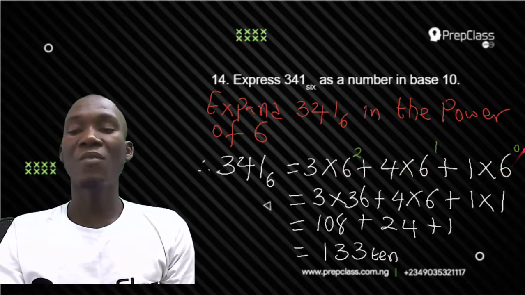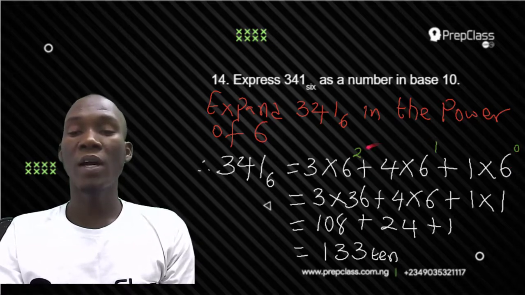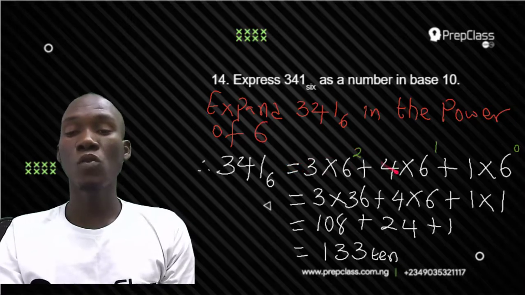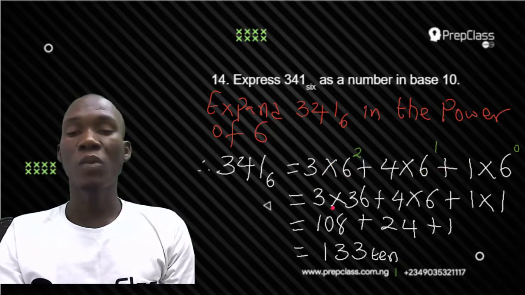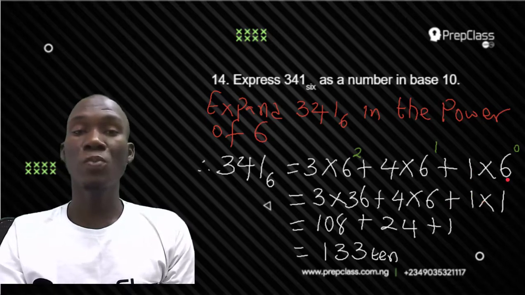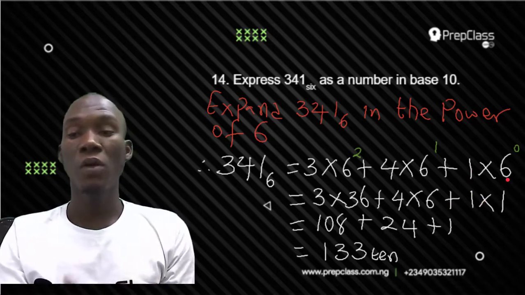Now from the last 6, we are going to start putting powers of 0, 1, 2. So we have 3 times 6 raised to the power of 2, 4 times 6 raised to the power of 1, 1 times 6 raised to the power of 0. So we simplify. 3 multiplied by 6 raised to the power of 2, where 6 squared is 36. Plus 4 multiplied by 6 raised to the power of 1, which is 6. Plus 1 multiplied by 6 raised to the power of 0. Anything raised to the power of 0 is 1. So we have multiplied by 1.